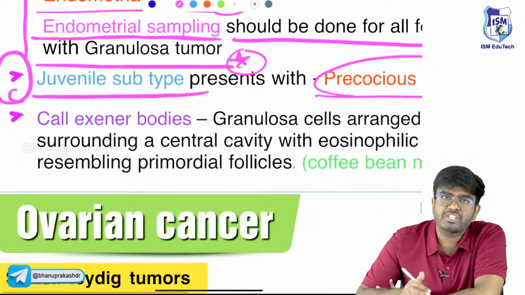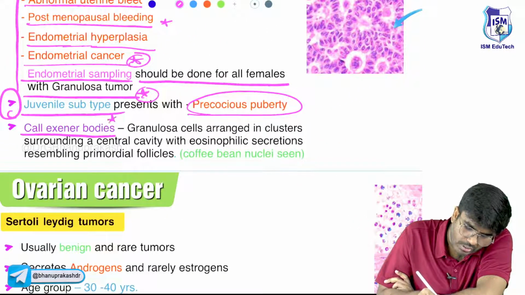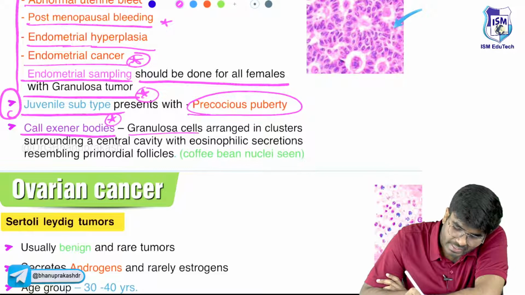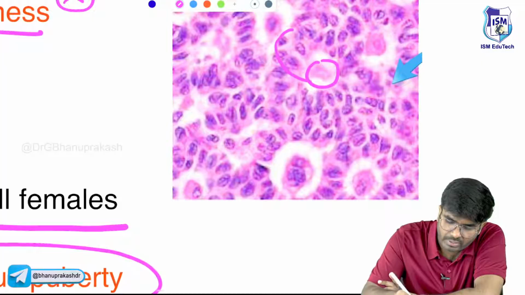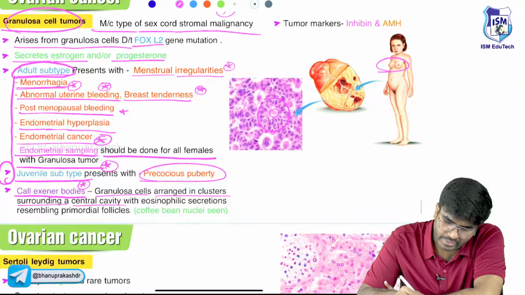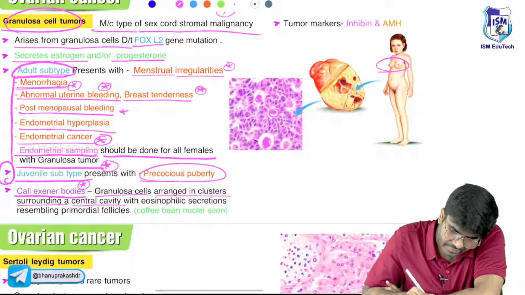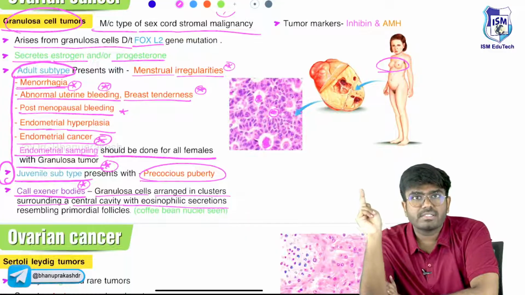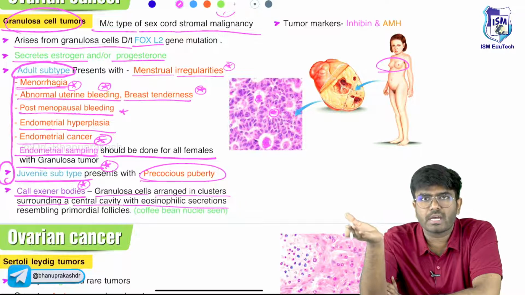Now what you will see on histology is Call-Exner bodies. So what exactly are Call-Exner bodies? This is nothing but granulosa cells arranged in clusters surrounding a central cavity. In the center there is a cavity surrounded by all these granulosa cells. In the central cavity you will see pink, eosinophilic material, the eosinophilic secretions. So this is called Call-Exner bodies, seen in granulosa cell tumors.